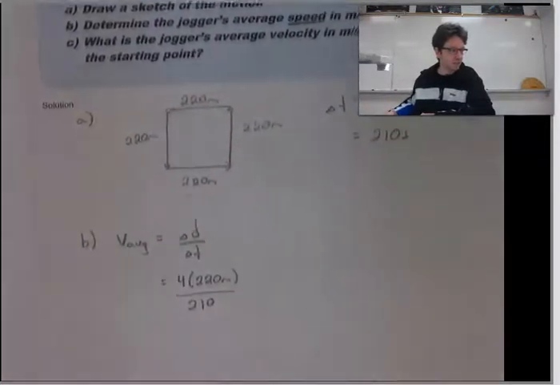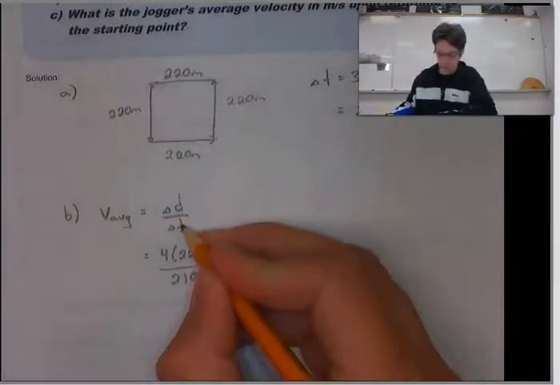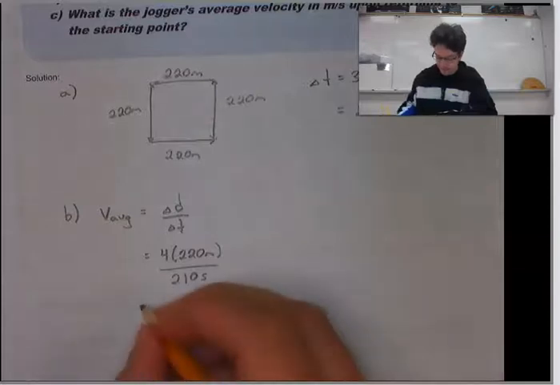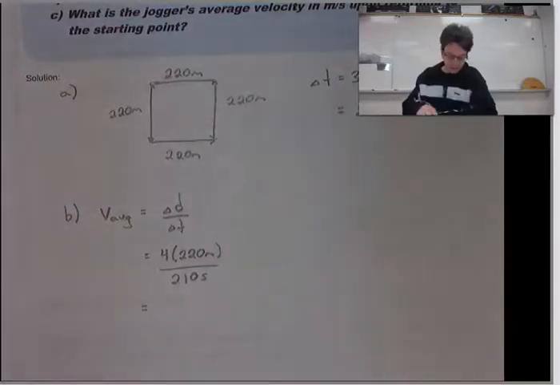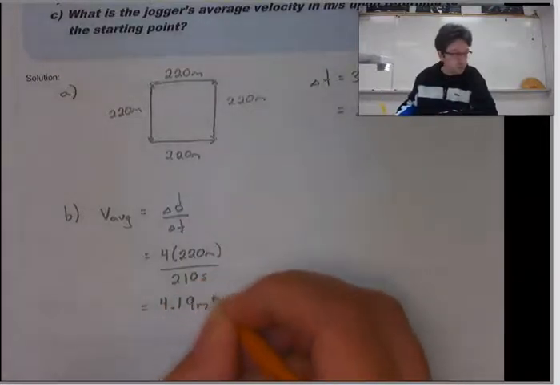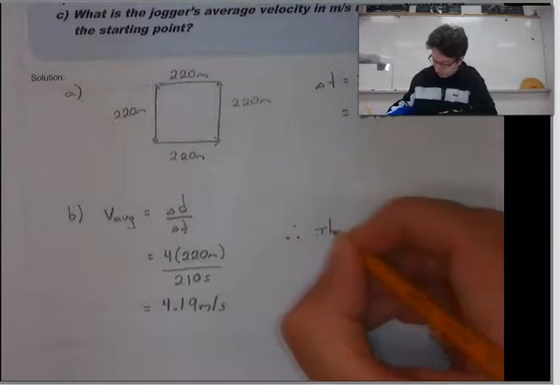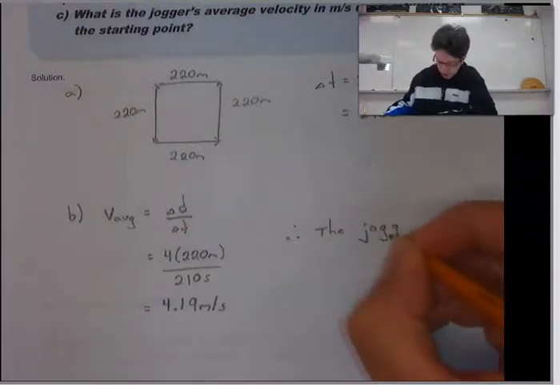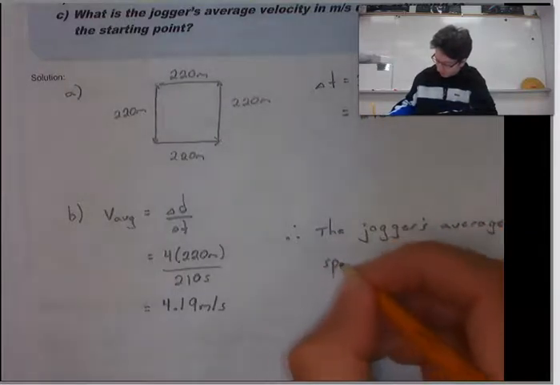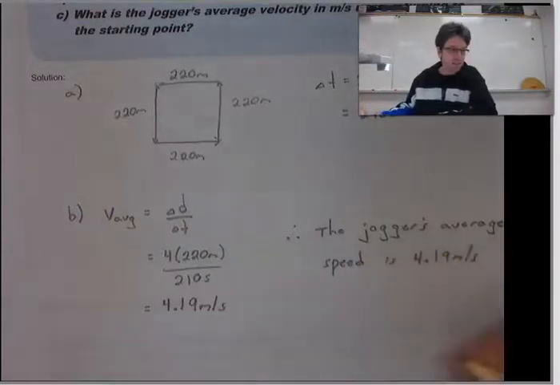Sorry, you can't even see that. Let me move that up. There we go. So speed is distance over time, which is 4 times 220, 1 for each side, and a total time of 210 seconds. So when we look at what that is, we get 4.19 meters per second. So we can write our statement, therefore, the jogger's average speed is 4.19 meters per second. And of course, there's no direction because speed is a scalar quantity.